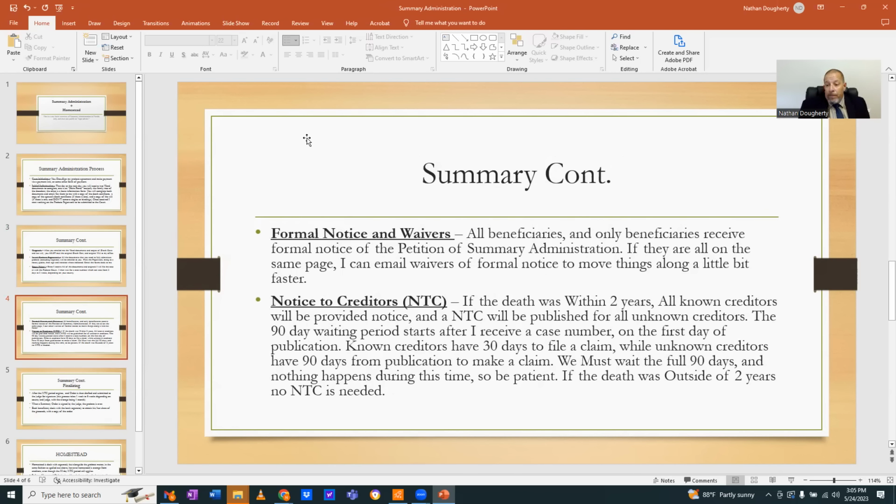Now, if the death was outside of 2 years, if the death was longer than 2 years ago, then we don't have to deal with creditors because they're barred from collection anyway. That moves things along a lot faster because you save that 90-day notice to creditor period. Okay.